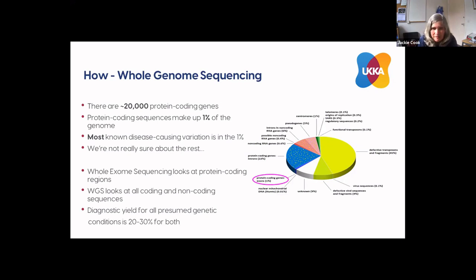There are various ways of looking at genes. We can look at single genes, or gene panels, which is usually a small number of genes that cause the same clinical phenotype. We can do whole exome sequencing, which just looks at the protein coding regions, so that 1% of our total genome. Or we can do whole genome sequencing, which looks at all the coding and non-coding sequences. Using whole genome sequencing, the diagnostic yield for all conditions which we believe might be genetic is about 20 to 30%.